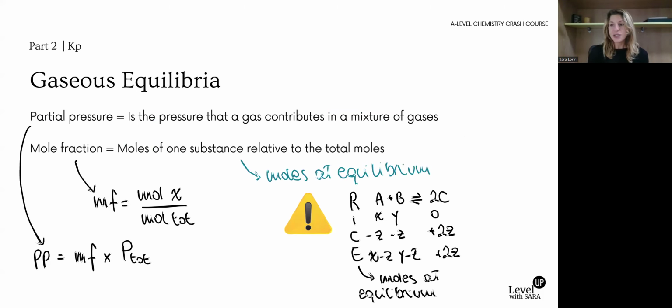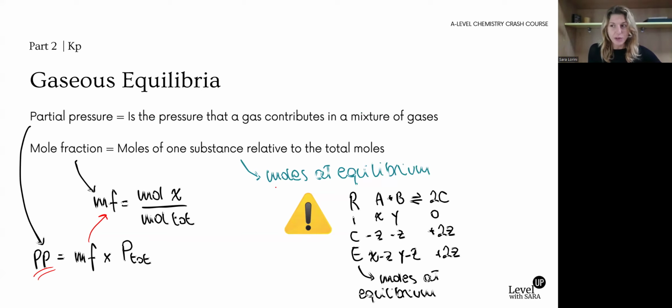So let's look at the partial pressure first. The partial pressure, remember, is the mole fraction times the total pressure. I'm going to highlight something here. The mole fraction, remember, is the moles of a specific substance divided by the total moles. Now, very important, we're talking about the moles at equilibrium.